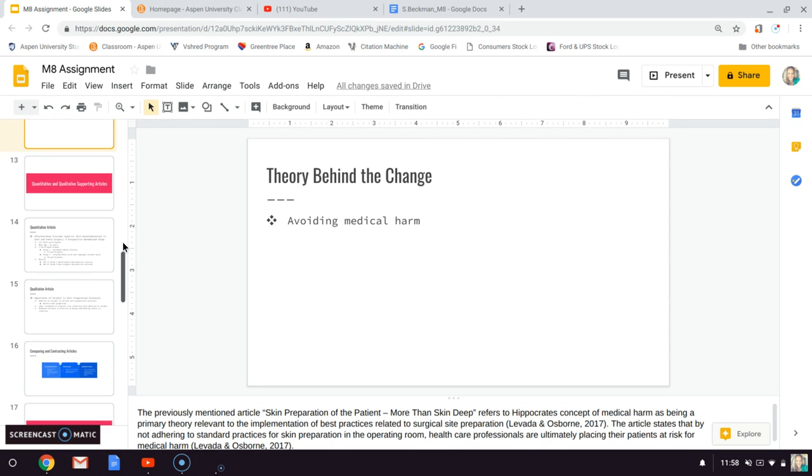Theory behind the change. The previously mentioned article, Skin Preparation of the Patient More Than Skin Deep, refers to Hippocrates' concept of medical harm as being a primary theory relevant to the implementation of best practices related to surgical site preparation. The article states that by not adhering to standard practices for skin preparation in the operating room, healthcare professionals are ultimately placing their patients at risk for medical harm.